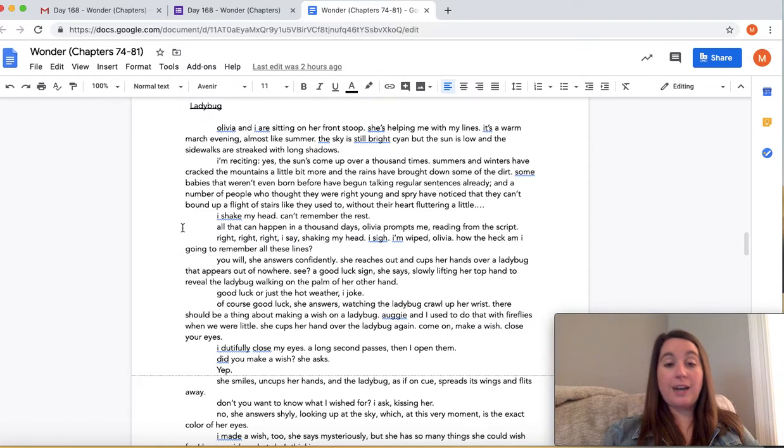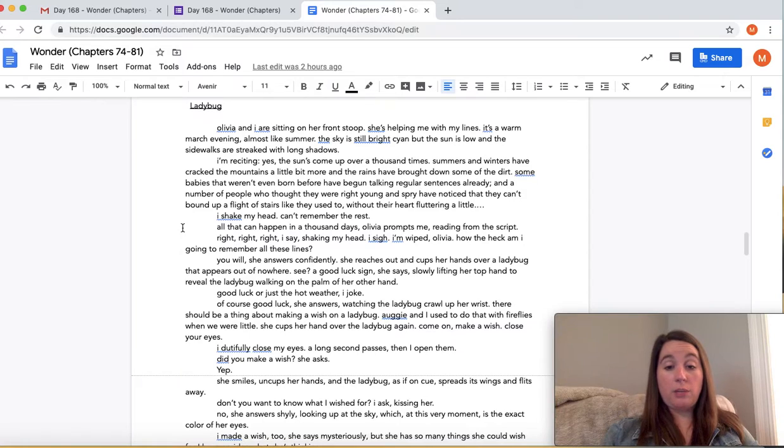"All that can happen in 1,000 days," Olivia promised me, reading from the script. "Right," I say, shaking my head. I sigh. "I'm wiped, Olivia. How the heck am I going to remember all these lines?" "You will," she answers confidently. She reaches out and cups her hands over a ladybug that appears out of nowhere. "See? A good luck sign," she says, slowly lifting her top hand to reveal the ladybug walking on her palm. "Good luck or just the hot weather," I joke. "Of course good luck," she answers, watching the ladybug crawl up her wrist. "There should be a thing about making a wish on a ladybug. Augie and I used to do that with the fireflies when we were little."